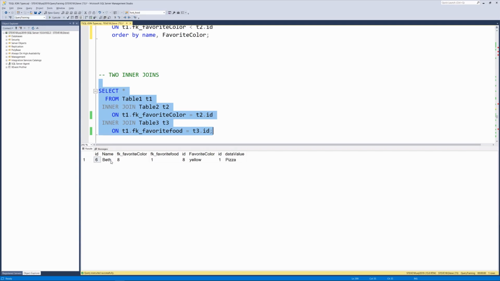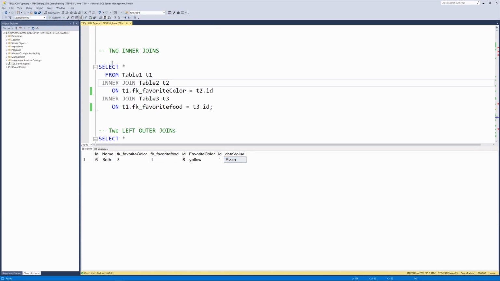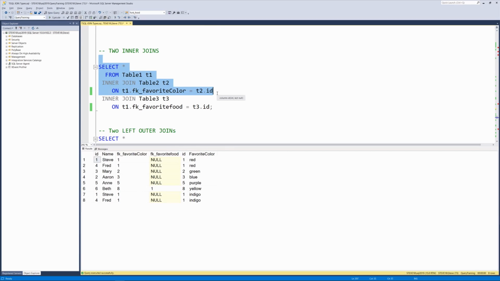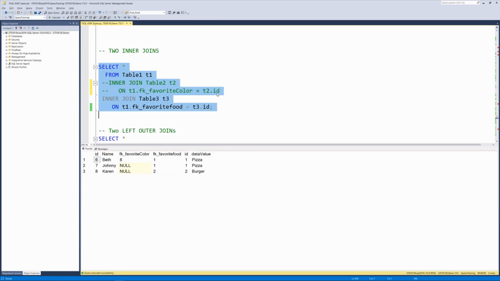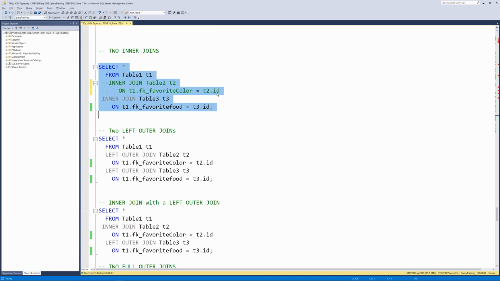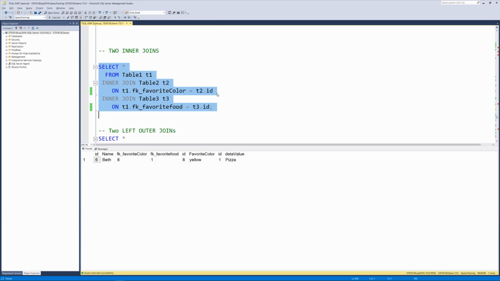And you can see there's only one person that has both. Beth, her favorite color is yellow and her favorite food is pizza. Now, if we just did the original part without joining to table 3, that would show all the people who had a favorite color. Or if we commented out the inner join to table 2, that would show all the people who had a favorite food. But joining them together, it shows all those people that had a favorite color and had a favorite food, or that matched up across all three tables.